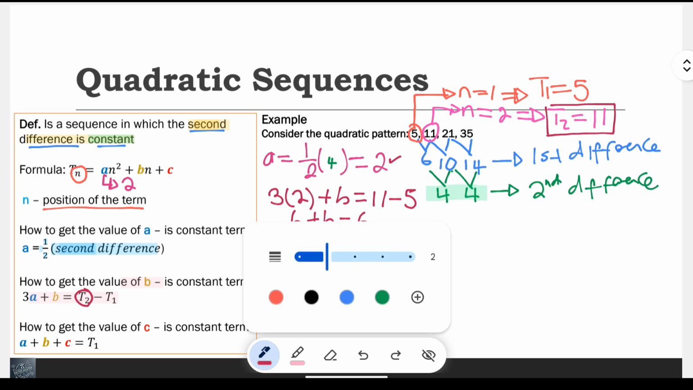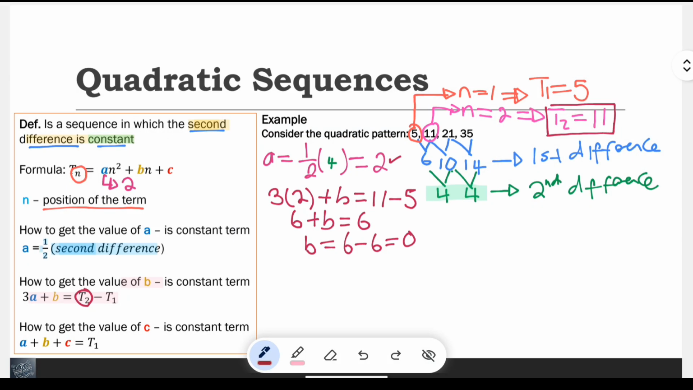So now, how do you get the value of c? We look at the formula again. How do we get the value of c? c is also represented as a number. So we're going to write down a. We got our a up there. We got our b up there. Now we're looking for the value of c. How do we get the value of c?